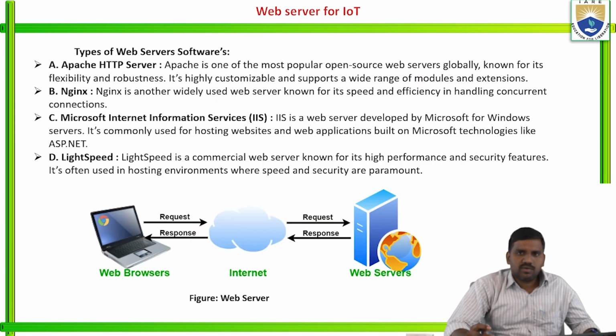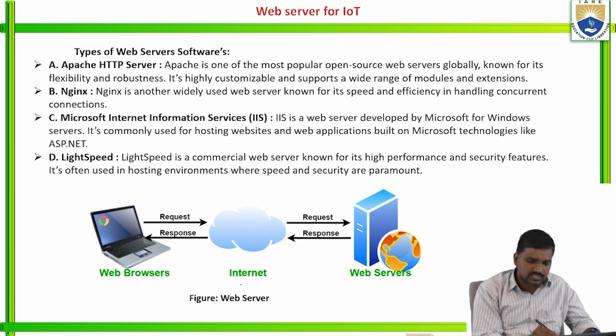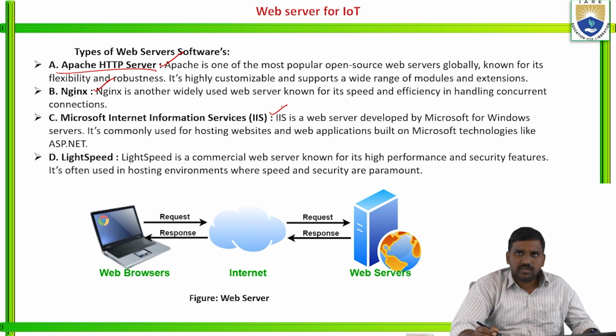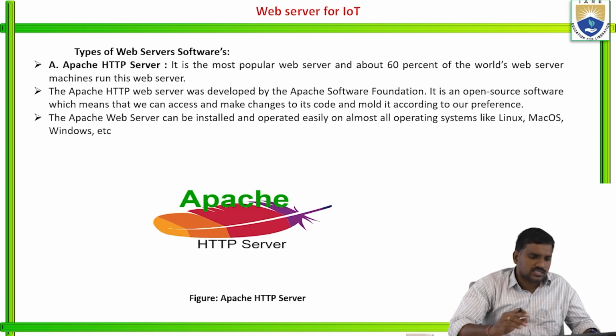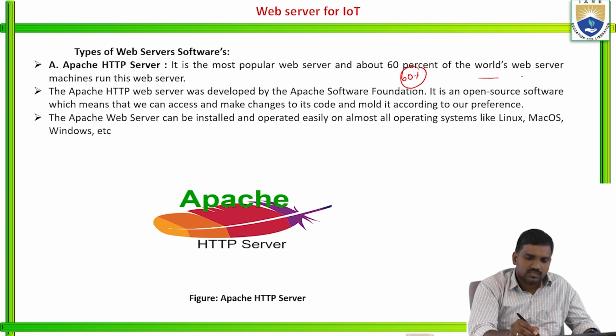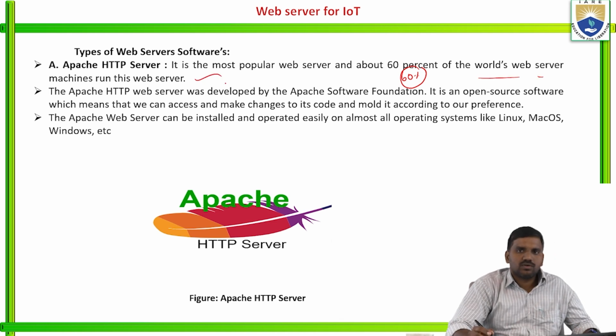Next, types of web server. In the market, we have different web servers available. This is the web server block diagram here. The types of web server are: the Apache HTTP server, Nginx server, Microsoft IIS (Internet Information Services) server, and Lightspeed server. We will start with the first one, the Apache HTTP server. It is the most popular web server, and about 60% of the world's web server machines run on it.